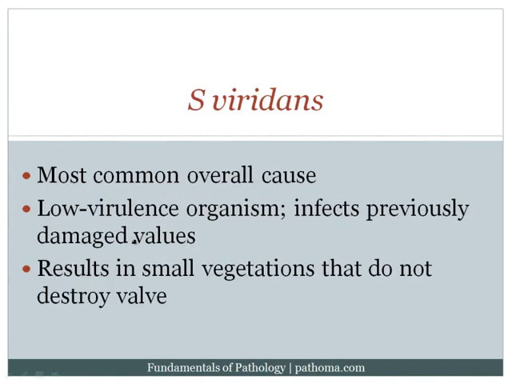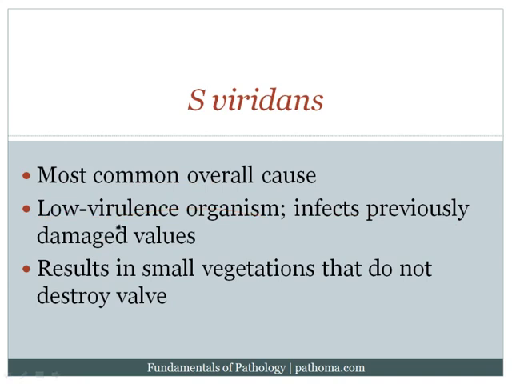The first high-yield bug to be aware of is Strep viridans. This is the most common overall cause of endocarditis, and it is a low virulence organism. Now that's important because, number one, it can only infect previously damaged valves. For example, if the valve is damaged by chronic rheumatic heart disease or mitral valve prolapse, then and only then will this low virulence organism be able to infect it.